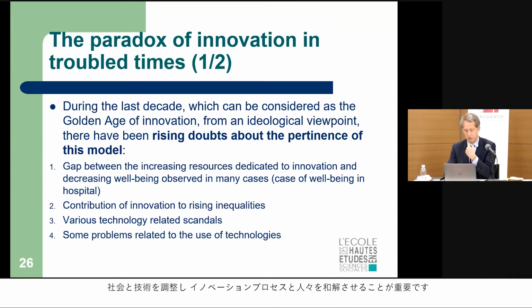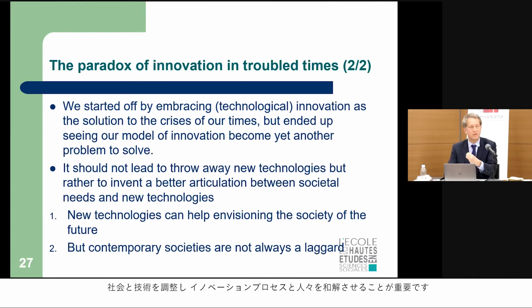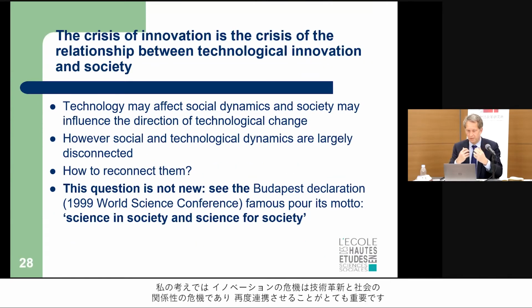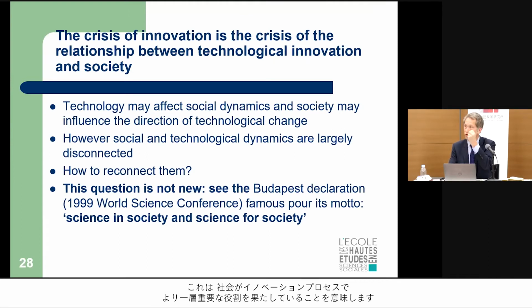So it's very important to reconcile society and technology, to reconcile people with the innovation process, and for this, it is necessary to maybe rethink what innovation is. So my feeling, my conviction, is that the crisis of innovation is a crisis of the relationship between technological innovation and society, and it's very important to reconnect. So it means that societies should play a much more important role in the process of innovation.